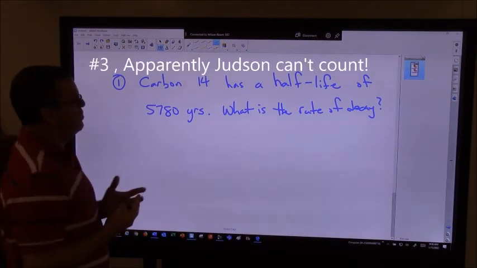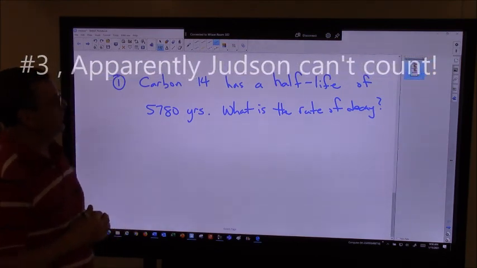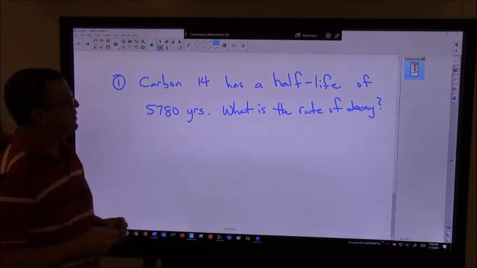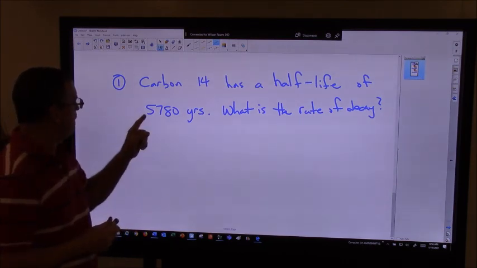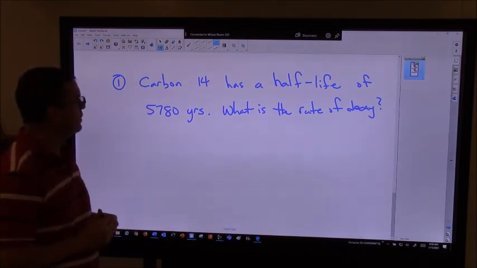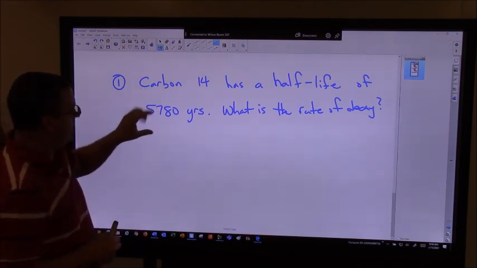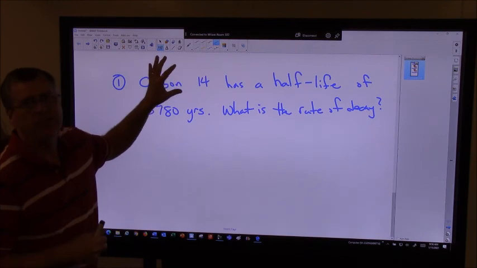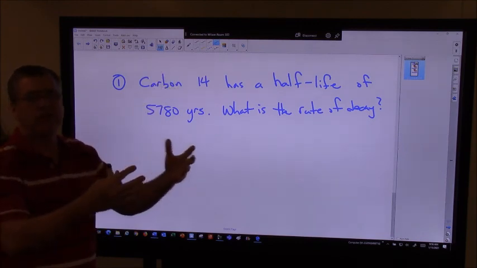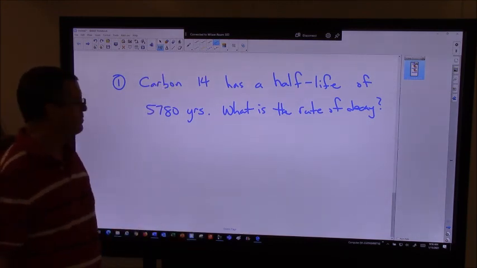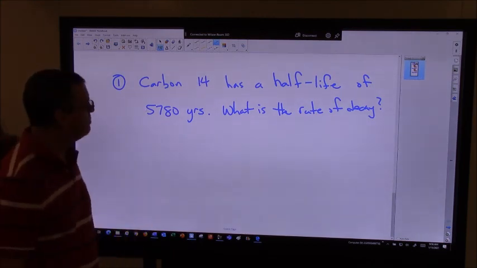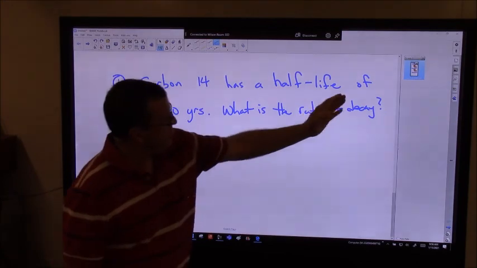All right, so this is one that we'll see in our book, and it's pretty common when you talk about this stuff. Carbon-14 has a half-life of 5,780 years. It means it takes 5,780 years for half of this to disappear and decay into the ground. That's what we're saying. I'm not sure if I've got exactly the right number here, but it's pretty close to this. So what is the rate of decay?